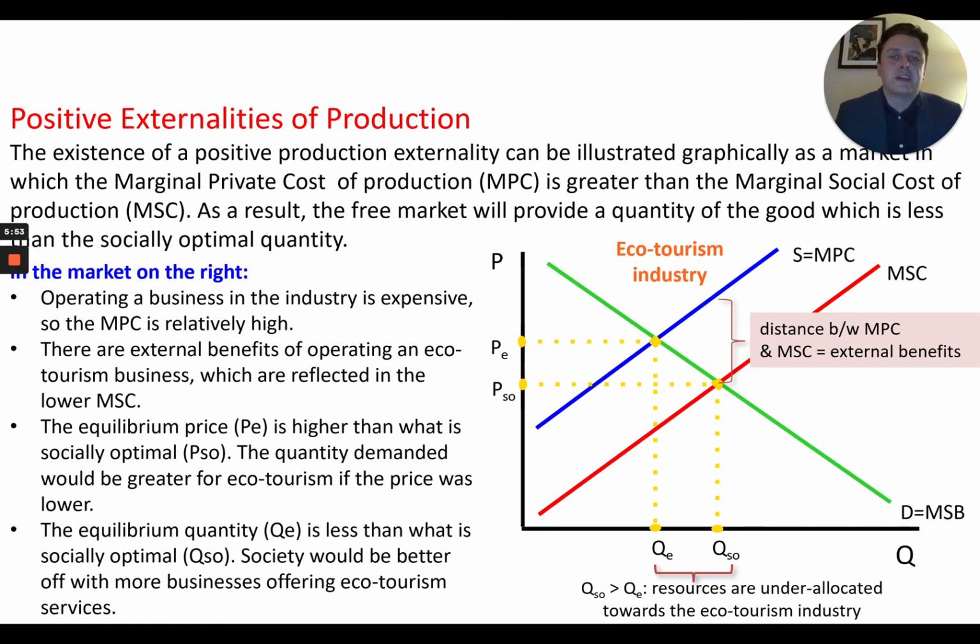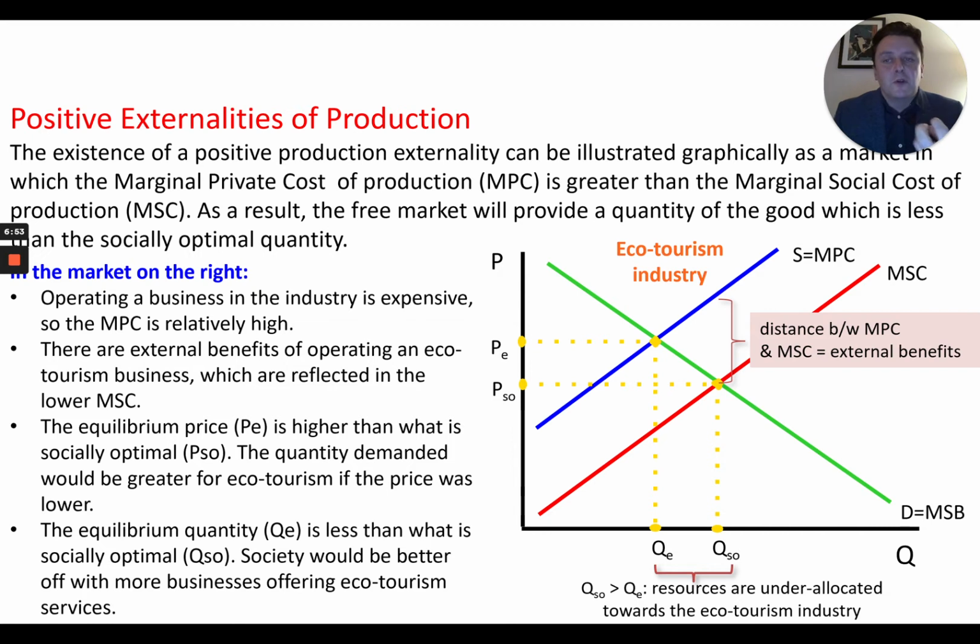Now, the existence of positive production externalities can be illustrated as a market in which the private cost of production is greater than the marginal social costs of production. So in this case, the free market will provide a quantity of goods which is less than the socially optimal quantity. Now, that's an absolutely key sentence, because if you look at the diagram, the socially optimal quantity is greater than the quantity provided in the free market. So socially optimal is the best for society, and the quantity equilibrium, QE, is the quantity provided when there's no government intervention. So in this case, resources are under allocated towards the ecotourism industry.